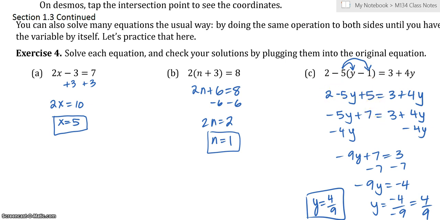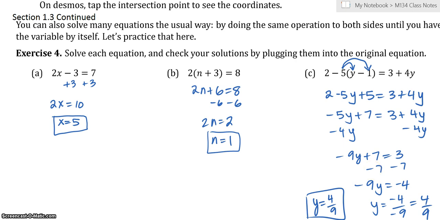I always like to add first before I start undoing. Then you have many choices here. I decided to subtract 4y, or add a -4y, to both sides. But you could do anything you want at this point. Subtract 4y, and you get a -9y. And then I decided to subtract 7, because at this point I want the numbers on the right side.